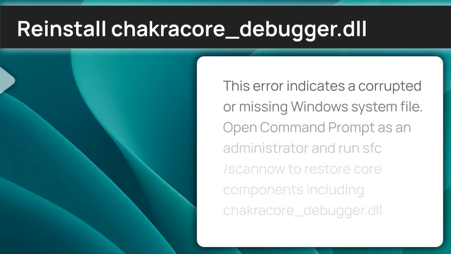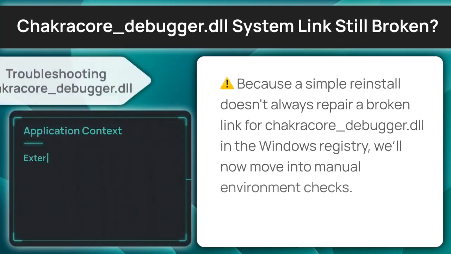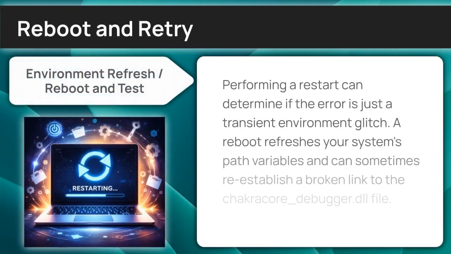This error indicates a corrupted or missing Windows system file. Open Command Prompt as an administrator and run sfc /scannow to restore core components including the ChakraCore Debugger module DLL. Should the reinstallation fall short, the next step in our protocol is to validate the integrity of your system's startup environment. A full system restart clears the temporary memory cache and allows Windows to attempt a fresh initialization of all required libraries, including ChakraCore Debugger module.